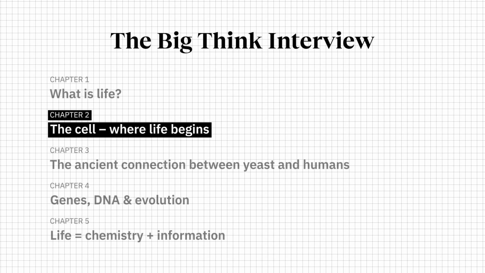Chapter 2. The cell, where life begins. The cell is really critical for the way I think about life. And why is that? It's because it's the simplest entity that you can unambiguously think is clearly alive. There's some other life forms where there's some argument about that, such as viruses, which maybe we can talk about a little later. But everybody will agree that the cell is the basic unit of life.